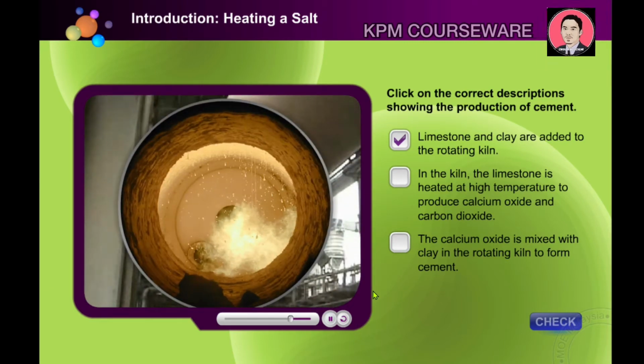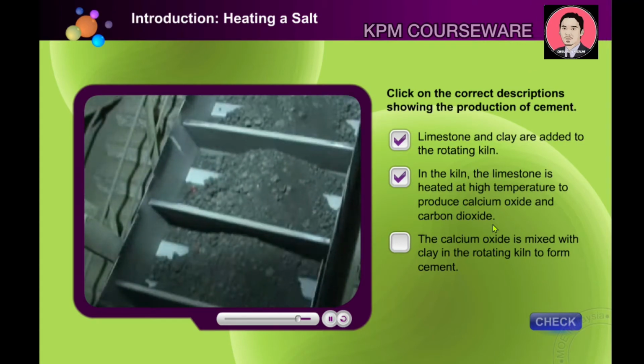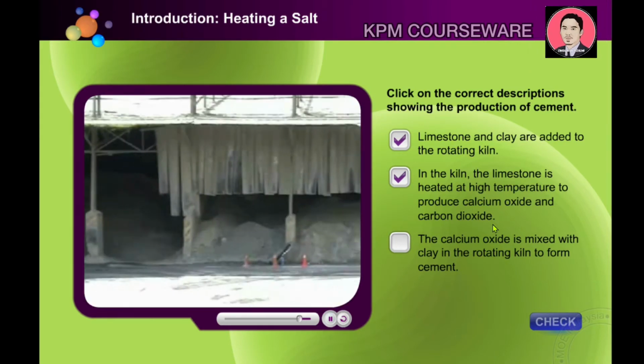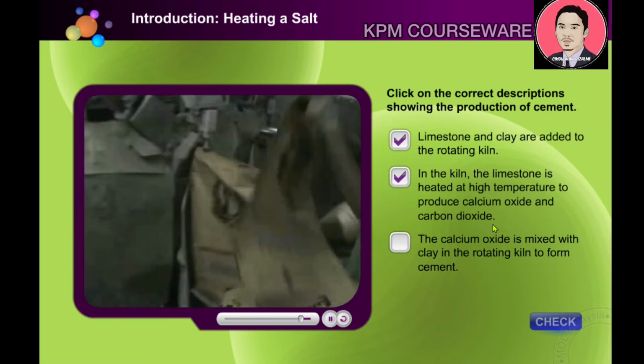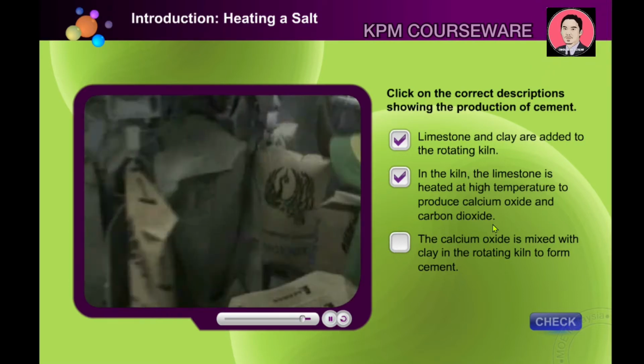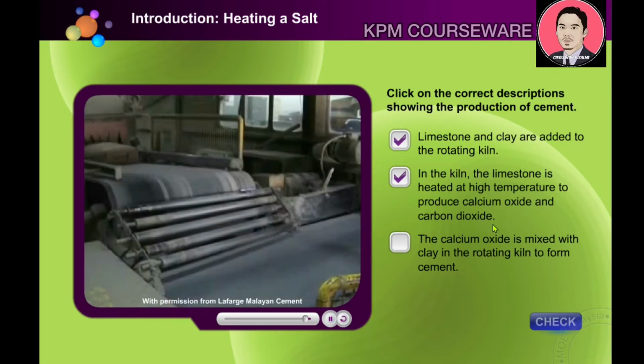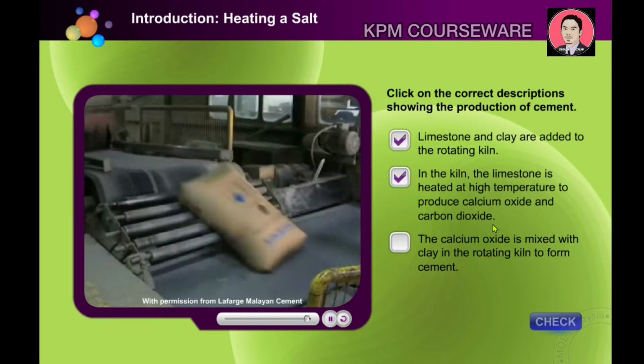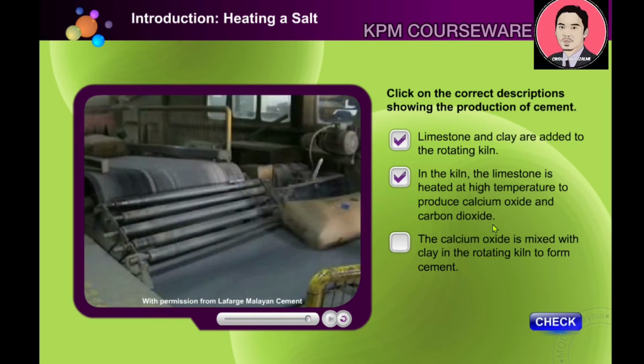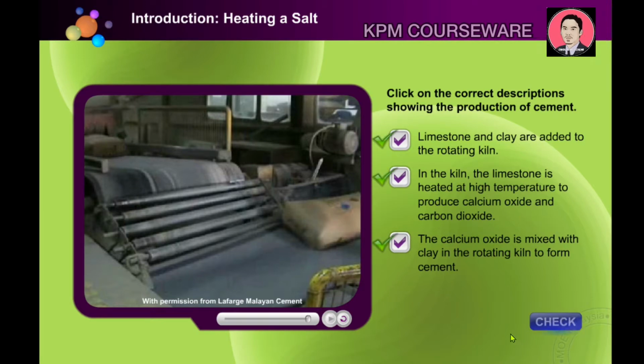In the kiln, limestone decomposes to give calcium oxide and carbon dioxide. The calcium oxide combines with the clay or shale to produce a compound known as clinker. Clinker is added with approximately 5% gypsum and then ground to produce cement. Well done.